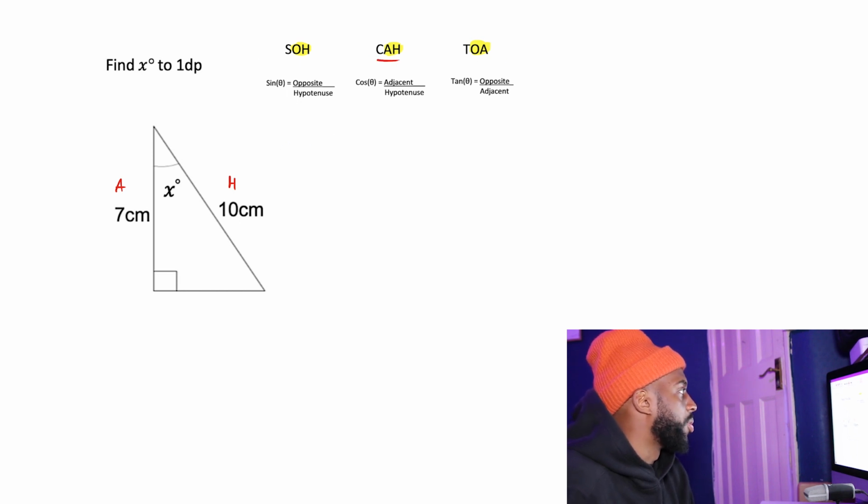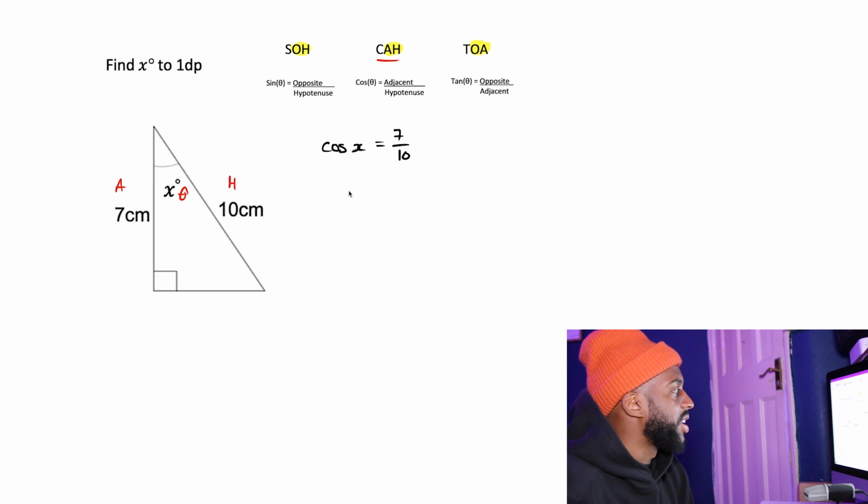So the formula that we're going to set up is going to be cos. That was our theta, so we're going to put x, so cos x equals adjacent over hypotenuse, so 7 over 10. Then we're going to rearrange this to find x.